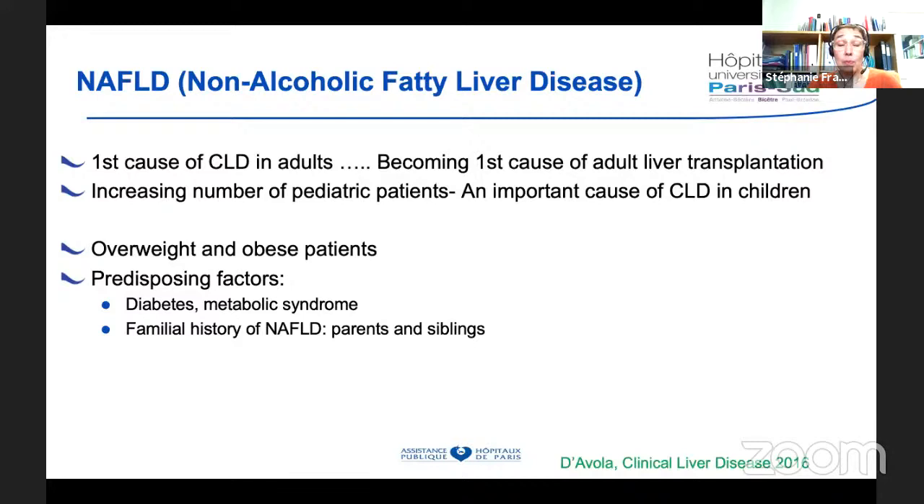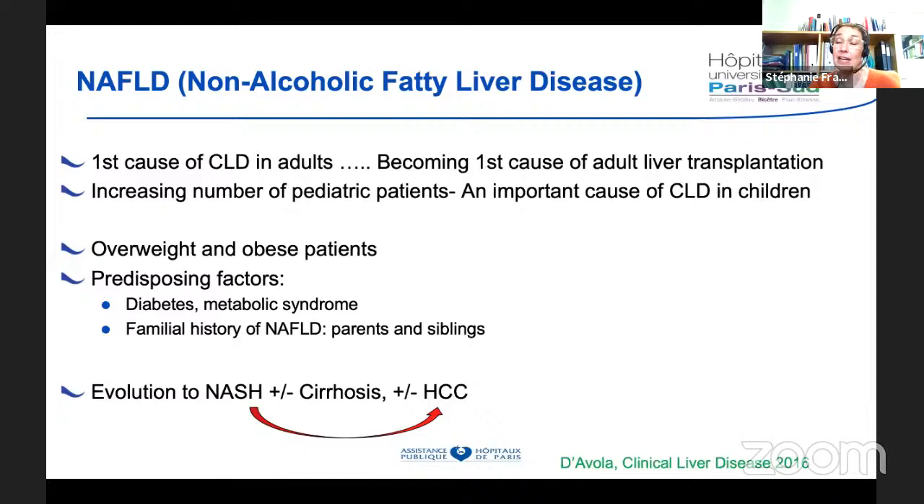I wanted to talk also about non-alcoholic fatty liver disease. You know, now that it's the first cause of chronic liver disease in adults, and it's becoming in adults the first cause of liver transplantation. And there is an increasing number of pediatric patients, and it's becoming an important cause of chronic liver disease in children in some countries. It is mostly in overweight and obese children, and there are predisposing factors such as diabetes, metabolic syndrome, and a familial history of NAFLD. The problem with this is that NAFLD may evolve to NASH, non-alcoholic steatohepatitis, that can go to cirrhosis, and those patients may develop hepatocellular carcinoma.